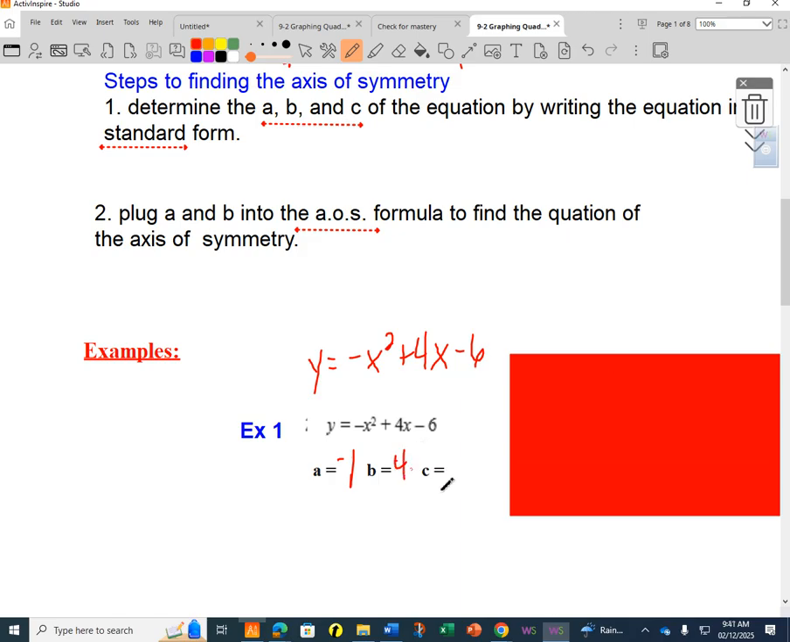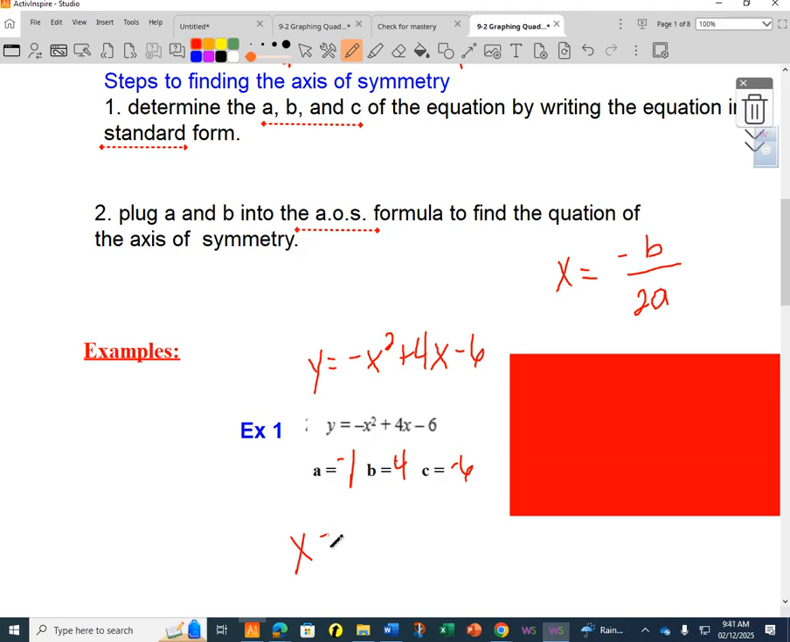And what's the constant? What's the c, Gladys? Negative 6, that's right. So we determine the a, b, and c to find the axis of symmetry. We're going to plug into the formula: x equals the opposite of b divided by 2a.